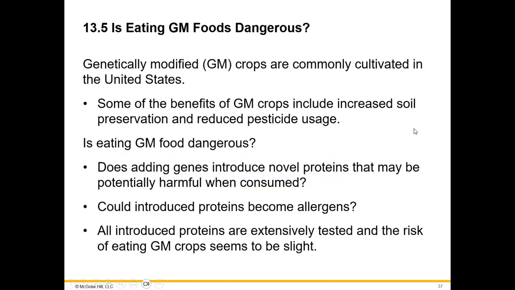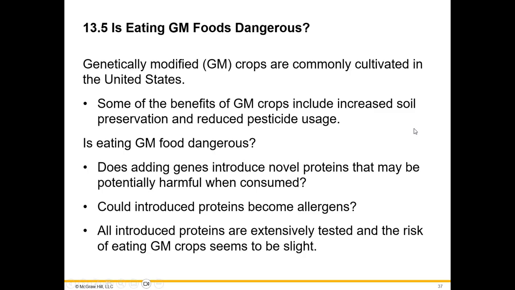And that's a way to increase the nutritional value. So genetically modified crops are very commonly cultivated in the United States. We tend to grow a lot of genetically modified crops here. That's not true for every country. There are differing perspectives. Some of the benefits of GM crops include increased soil preservation and also reduced pesticide usage.